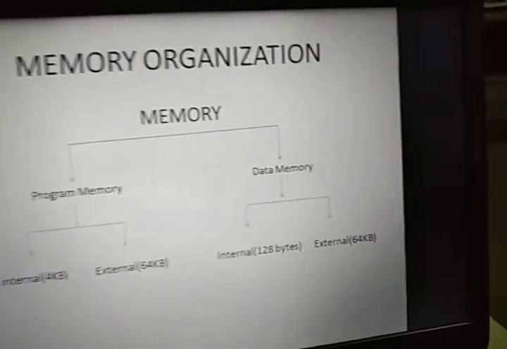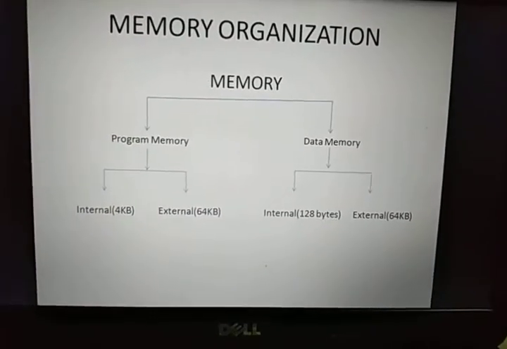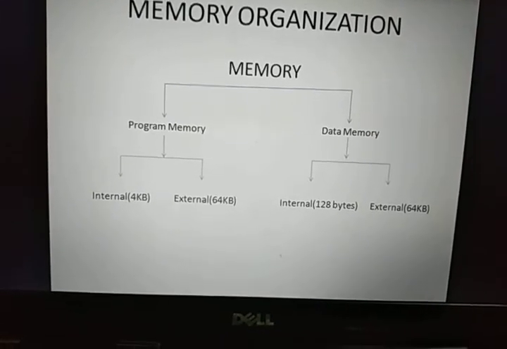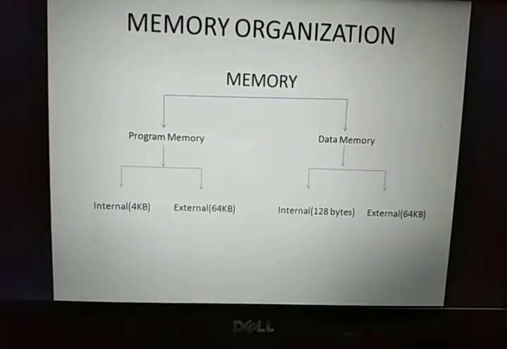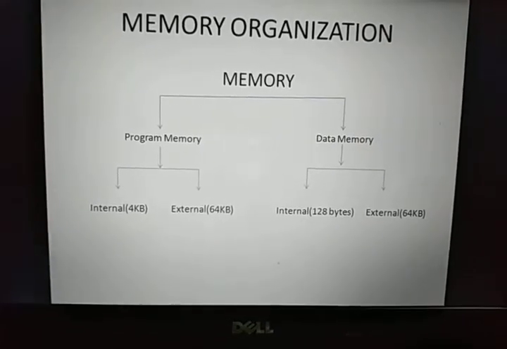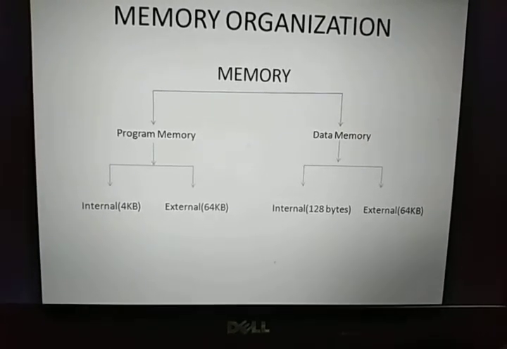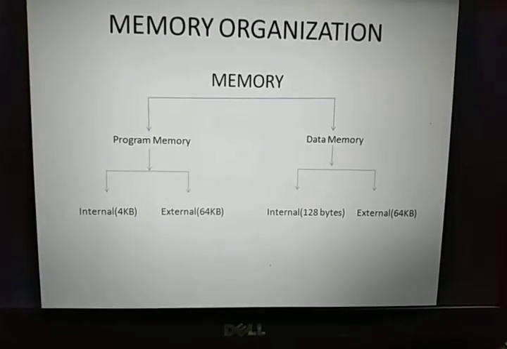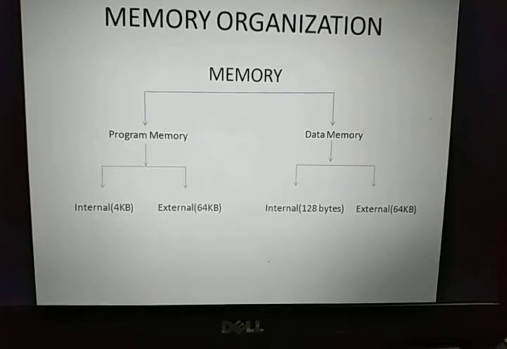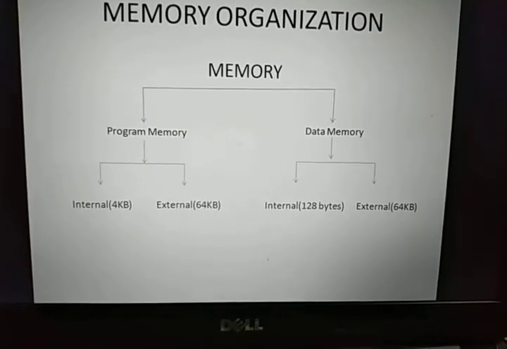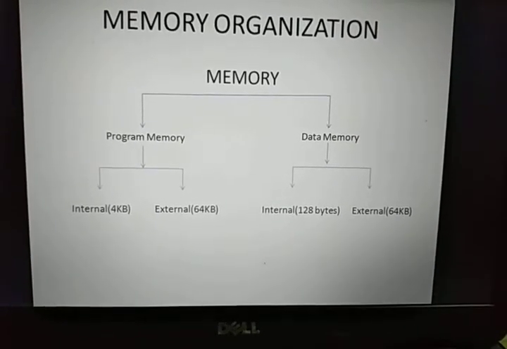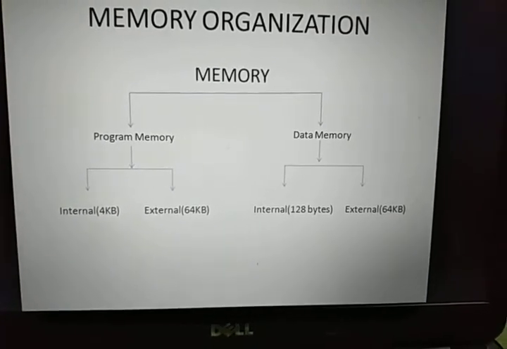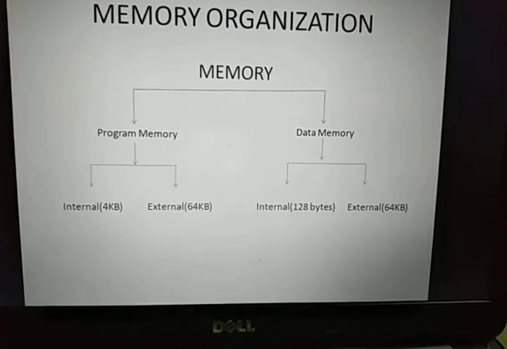Now coming to the memory organization. In 8051 there are two types of memory, ROM memory and RAM memory. The ROM memory is also known as program memory, and RAM memory is called data memory. The program memory can be either on-chip memory or connected externally. The on-chip memory is called internal program memory, and the outside memory is called external program memory. Similarly, we have internal data memory and external data memory.